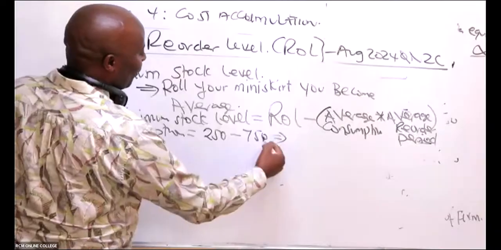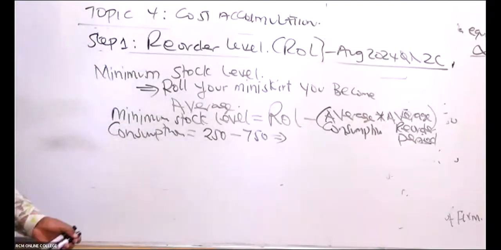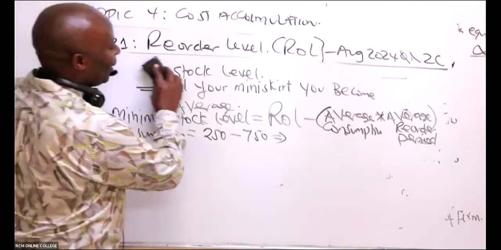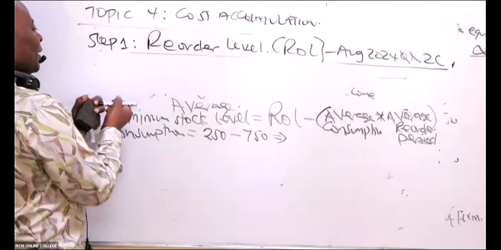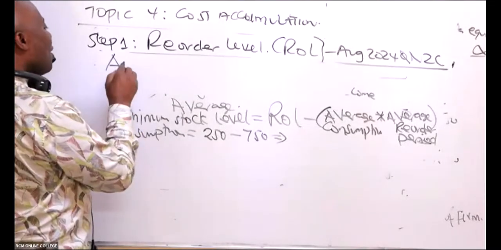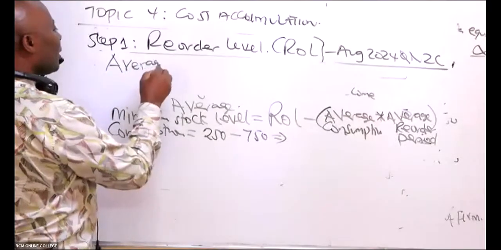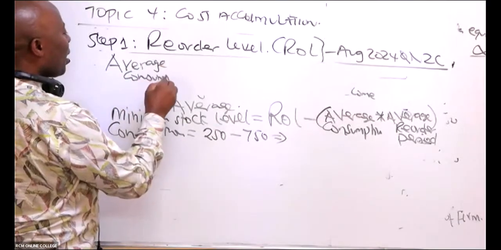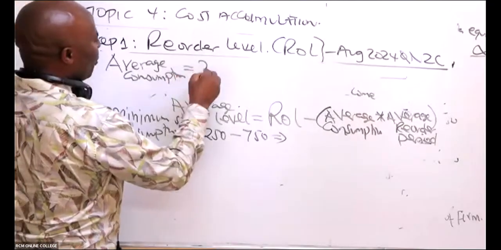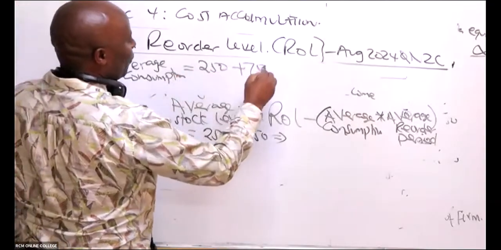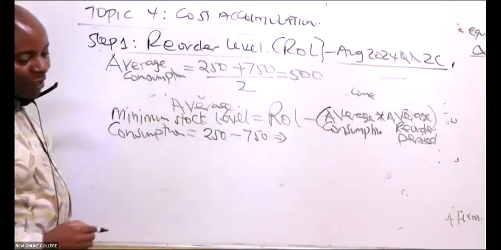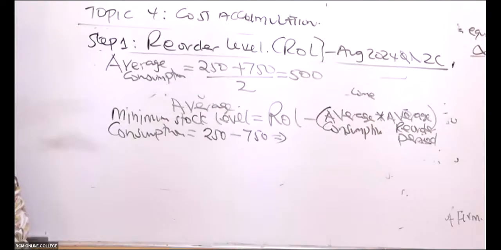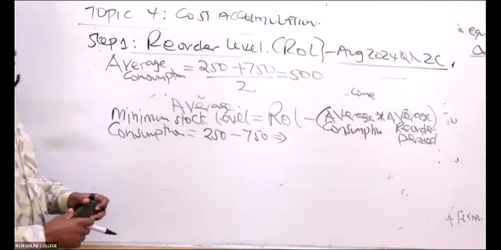So then are you able to give me the average consumption? You add that, then you divide by 2, isn't it? 500. So average consumption, it will be 250 plus 750 divided by 2. Which gives us what figure? That gives us 500. Yeah, that is average consumption.